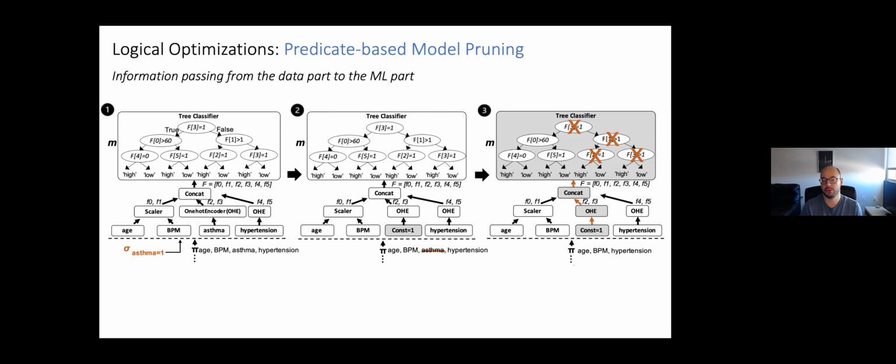So in step 2, what we're doing is we're completely dropping asthma. So you don't even need to read it from the database. And we are substituting that with a constant. Can you see my mouse pointer? Or you do? Okay, perfect.